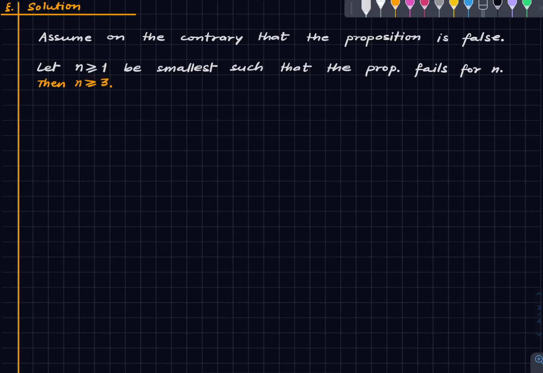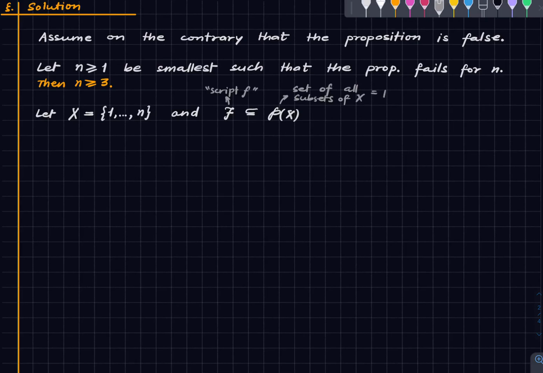Okay, so now without loss of generality, we can say that our set, for which one can select more than half of all the subsets and defy the proposition, we may assume that X looks like this, it doesn't really matter, and script F, but I might keep calling it F. Script F is a subset of the power set of X, which is the notation for the set of all subsets of X. This is called the power set of X.